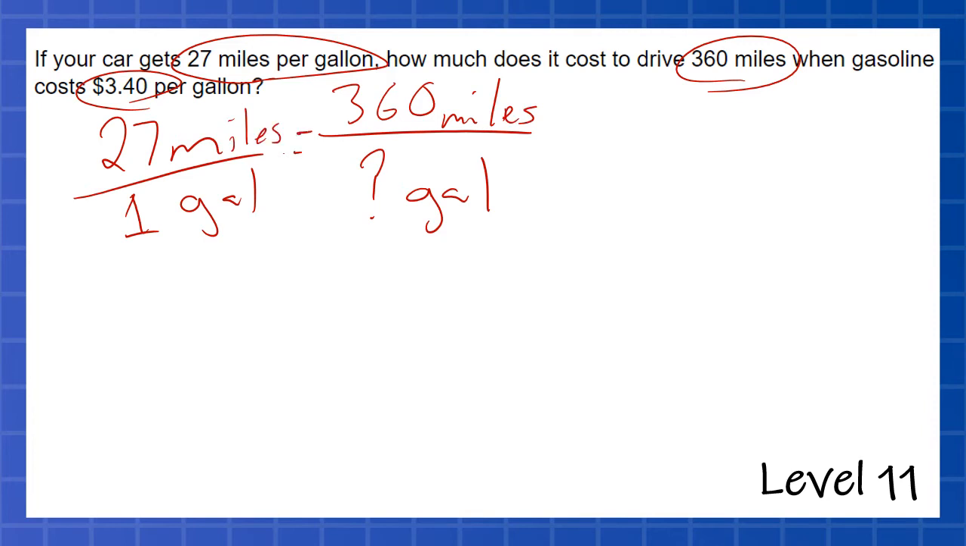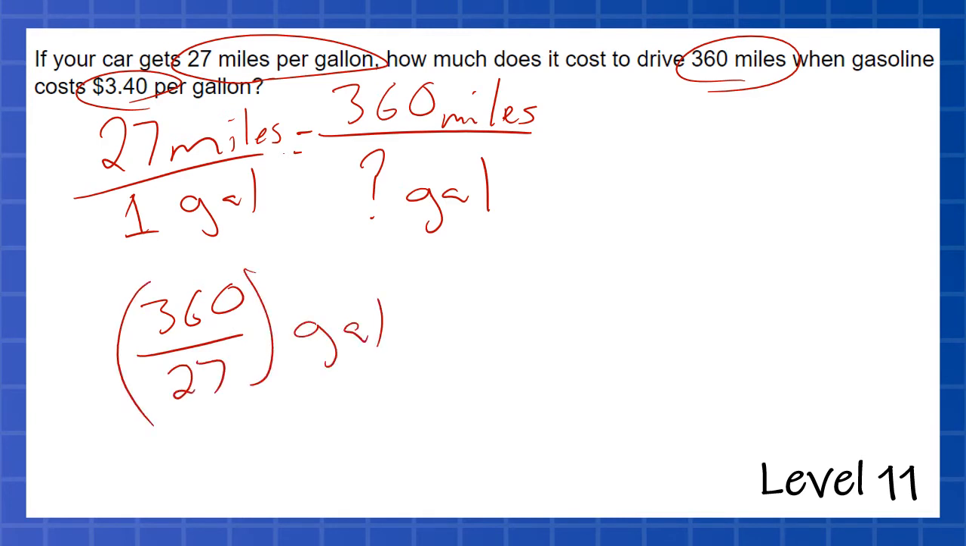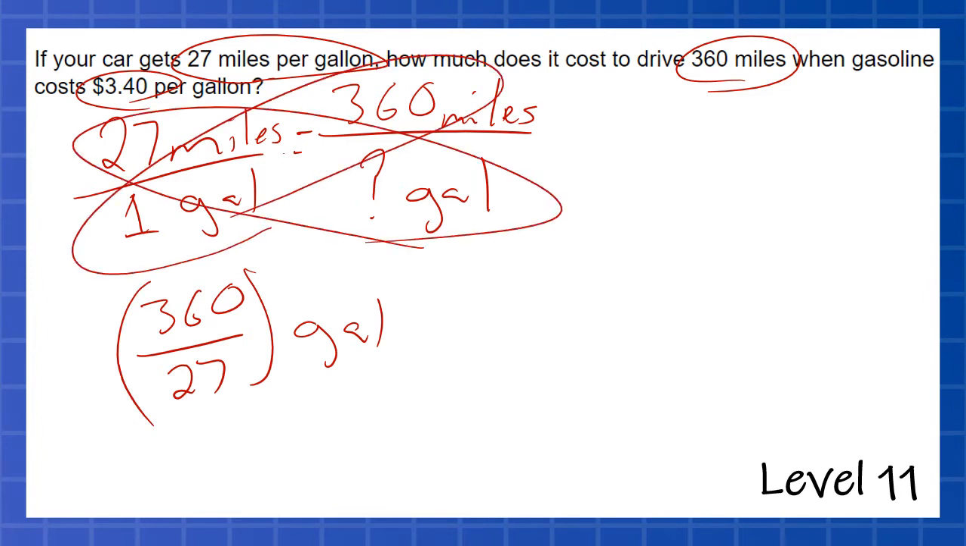Well, this is just going to be a straight proportion. I can go ahead and cross multiply and divide. And when I do that, what I'm going to end up getting is 360 divided by 27 gallons. So whatever that ends up being, when I cross multiply and divide, I get how many gallons. But the question didn't say how many gallons it's going to take. It says how much it's going to cost.